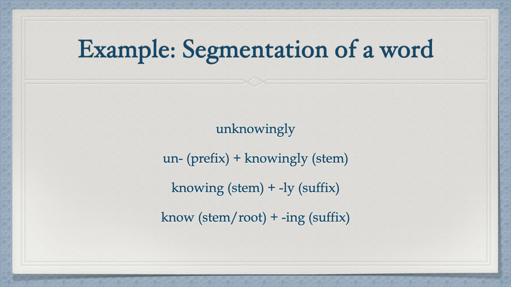In another section, we will discuss the process of word formation in much greater detail. But for now, this is just an example of how we segment words into their constituent morphemes by looking at the affixes, stems, and coming down to the root of the word.